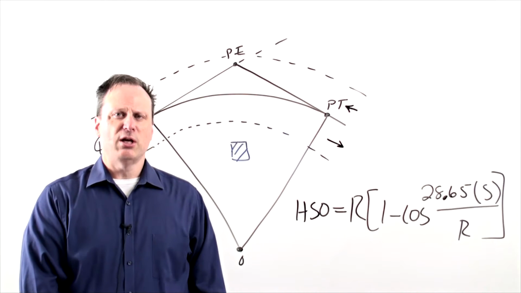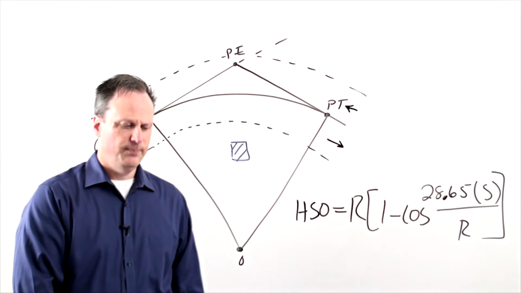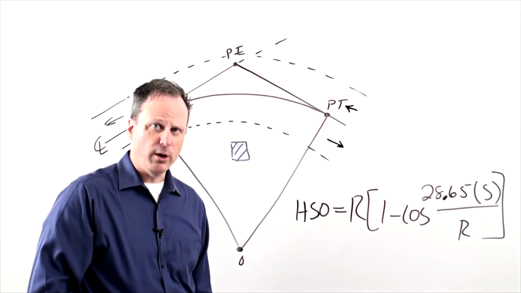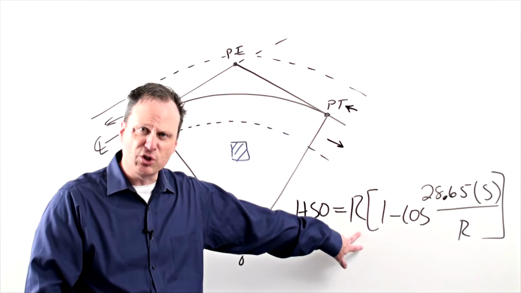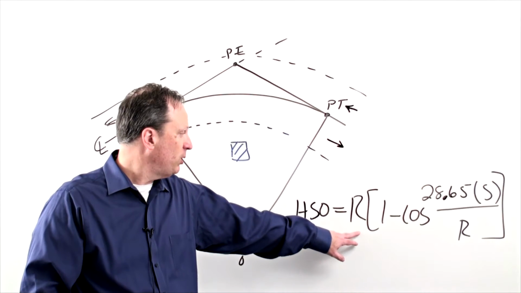The equation for the HSO is here on the board. This is known as the horizontal sightline offset. This equation is in your notes. It's also written this way in your exam booklet.